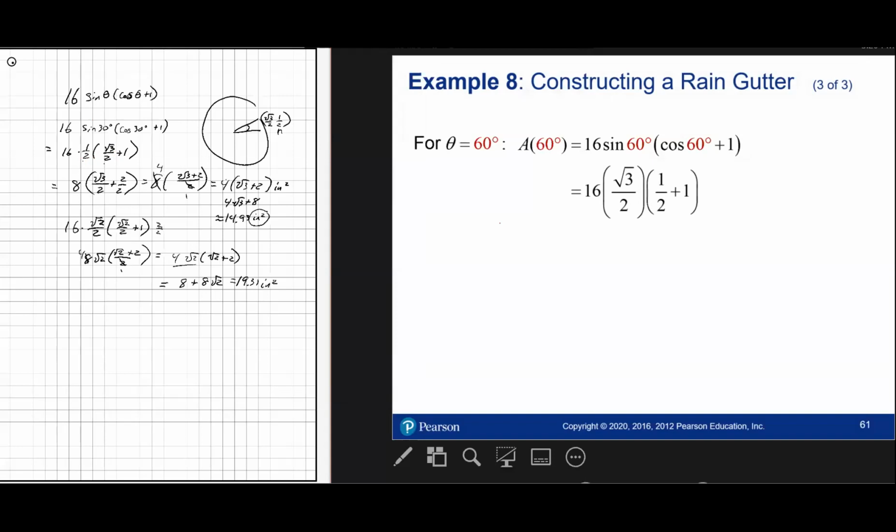And so that's going to be 3 halves over there we're multiplying by, right? Because 1/2 plus 1 is 1.5, which is 3/2. So we're multiplying by 3/2 times square root of 3/2. So that gives us the square root of 3/4, and we're multiplying that by 16. So that's going to be 4 square roots of 3. Oh, 12 square roots of 3.